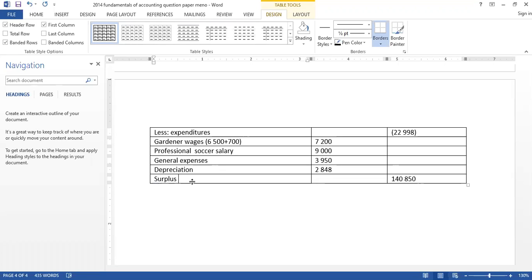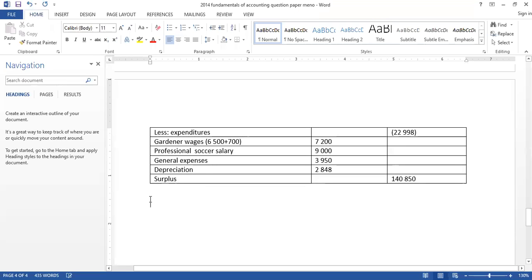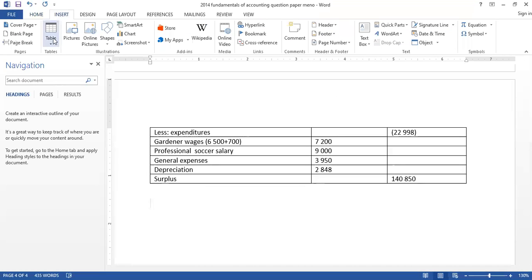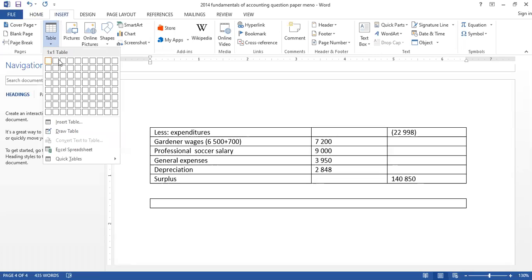Any other questions? No questions? So if we do not have questions, then we move on to our next question. Now in our next question, we are asked to draw up a balance sheet for the year ended. So we draw up our balance sheet.